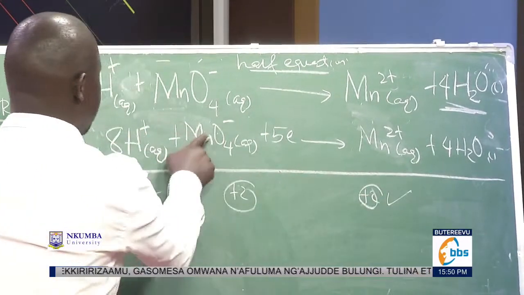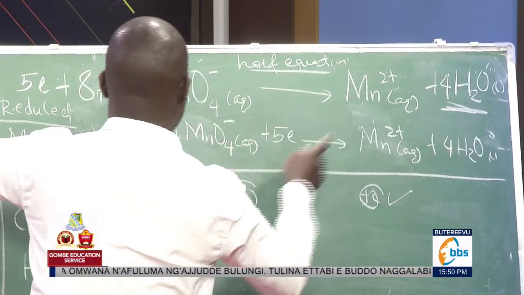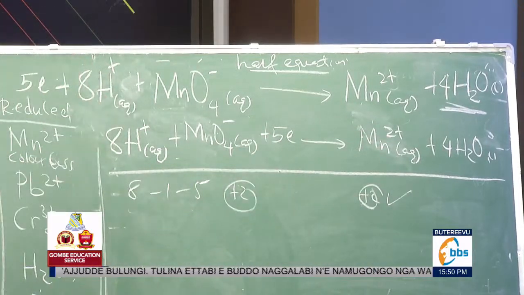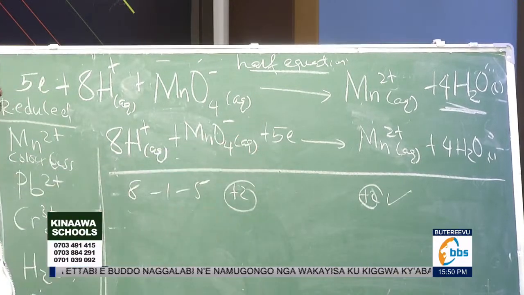What about atoms? Manganese 1, 1. Good. Oxygen 4, even there 4. Wonderful. 8H, 8. Good. You can even mark yourself. That's the half equation. Color change: the purple solution turns colorless.